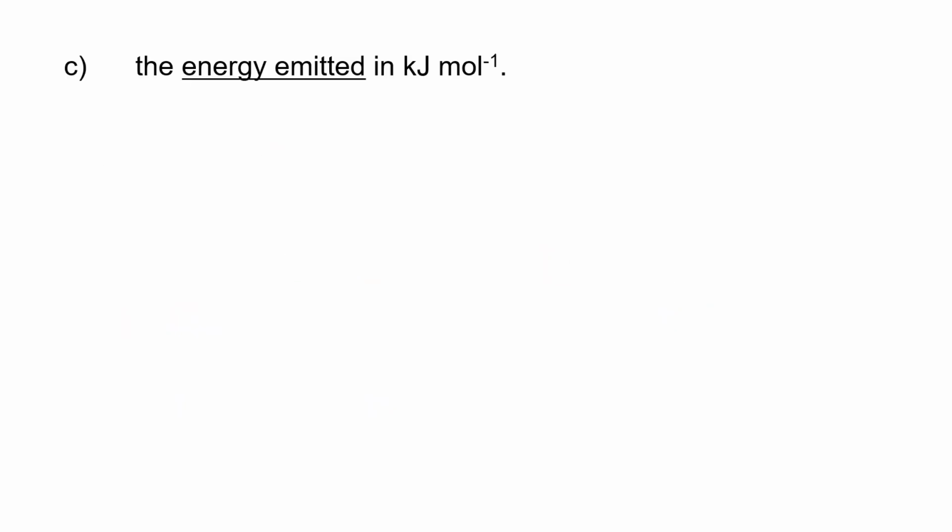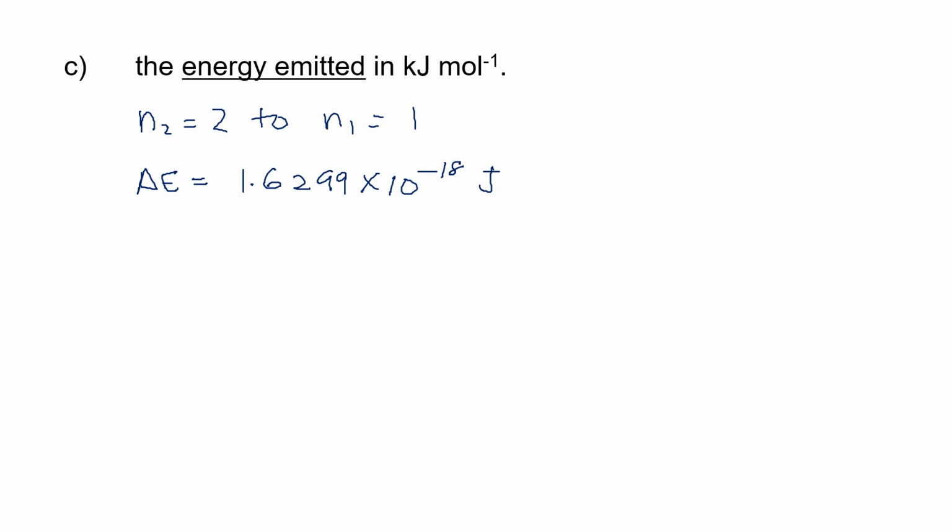Okay, if you still remember, we have already calculated the value of energy for the formation of this line in this question. The line in this question is the transition from the Lyman series, from N2 equals 2 to N1 equals 1. The energy that we have already calculated is in joules, which is 1.6299 times 10 to the power of negative 18 joules. This question asks in kilojoule per mole.